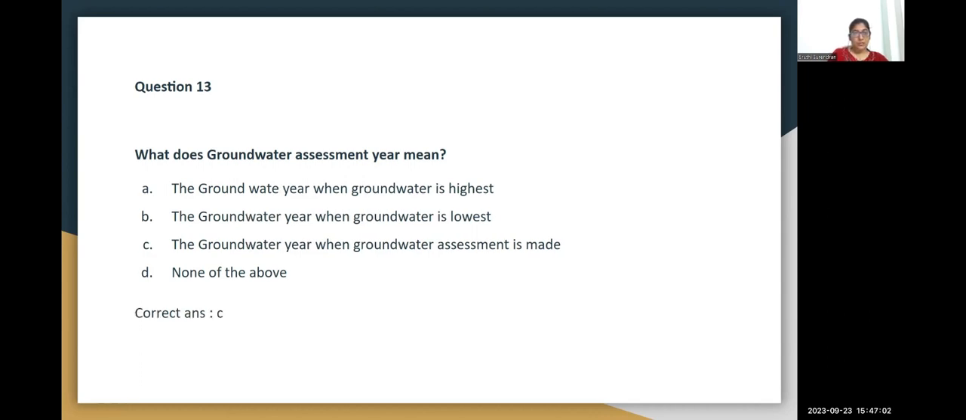Okay. So a groundwater assessment year is nothing but when the assessment is made that year. If the assessment is made for a particular year, then that year is called the groundwater year. So a lot of terms are available in the lecture series regarding this groundwater assessment. What is a year? What is an assessment unit? What are sub units? So it would be helpful to go through that.